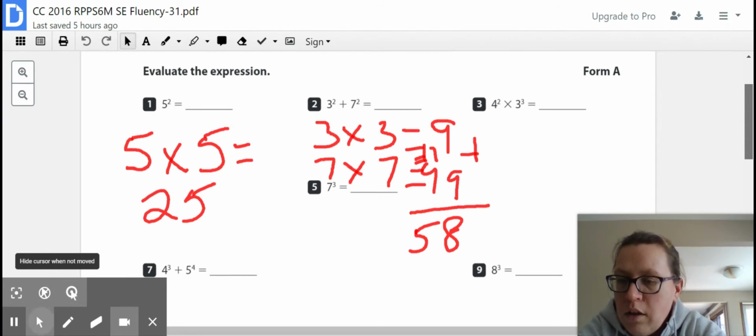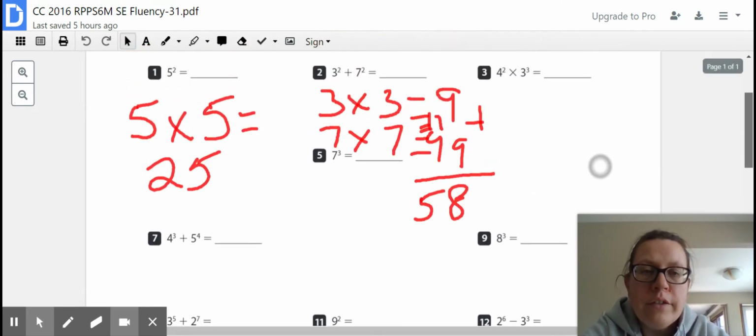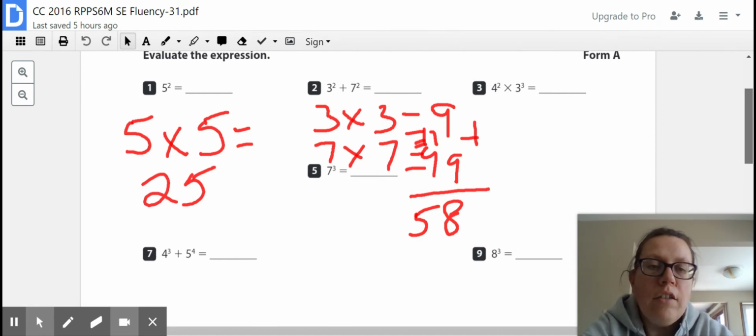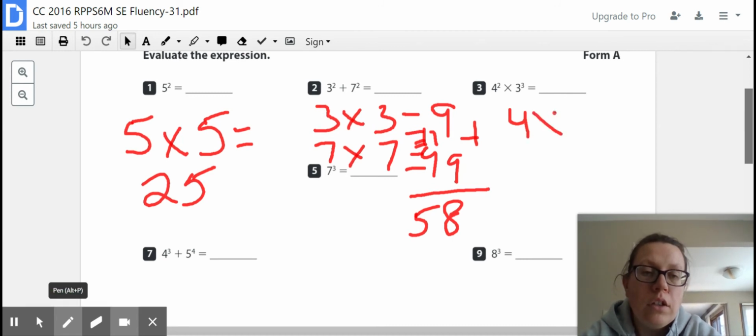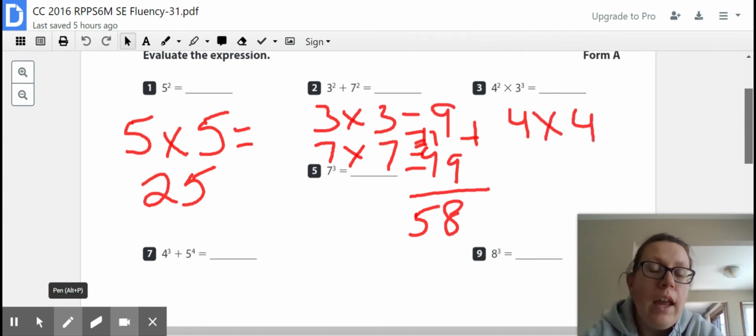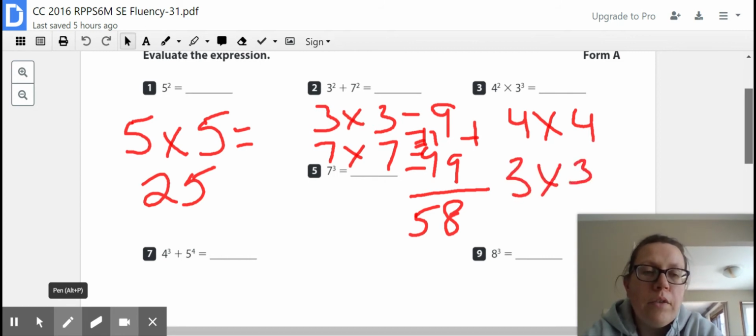Now let's take a look at number 3. Number 3 is asking you to raise 4 to the second power, or 4 times 4. And then it's asking you to raise 3 to the third power. So that means we want to do 3 times 3 times 3.